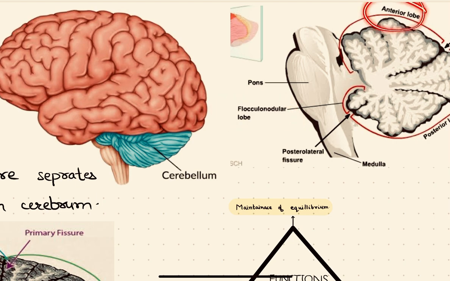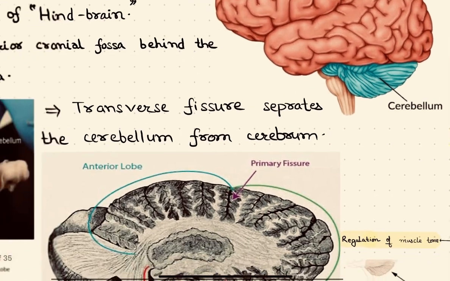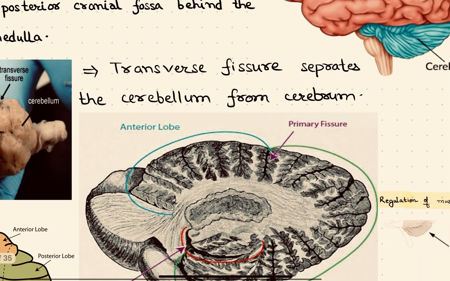This anterior lobe and posterior lobe are separated by a long sulcus which is known as primary fissure or fissure prima. Now this flocculonodular lobe is separated from other structures of cerebellum by the posterolateral fissure. Now, as we can see, what is this transverse fissure?